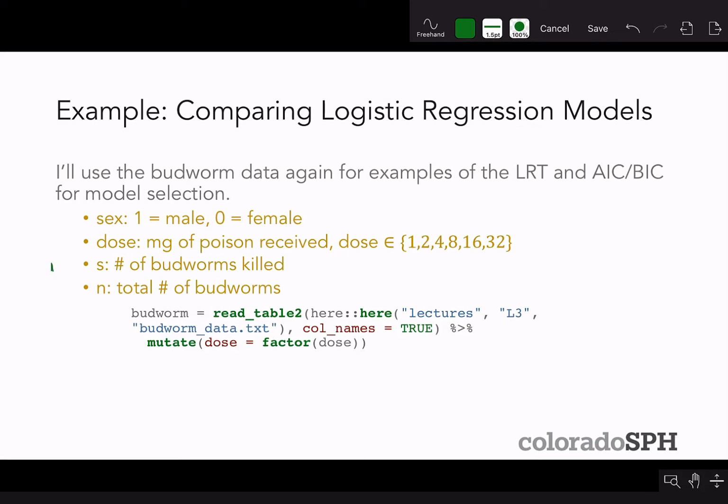And there are budworms that have different doses of poison and they're different sexes. And in each category of sex and dose, there were 20 budworms in total. There are 6 different doses listed here that the budworms could have taken. And we're treating dose as a categorical variable, so that means a dose can have 6 levels. This chunk of code here just reads in the data and changes dose to a factor variable.